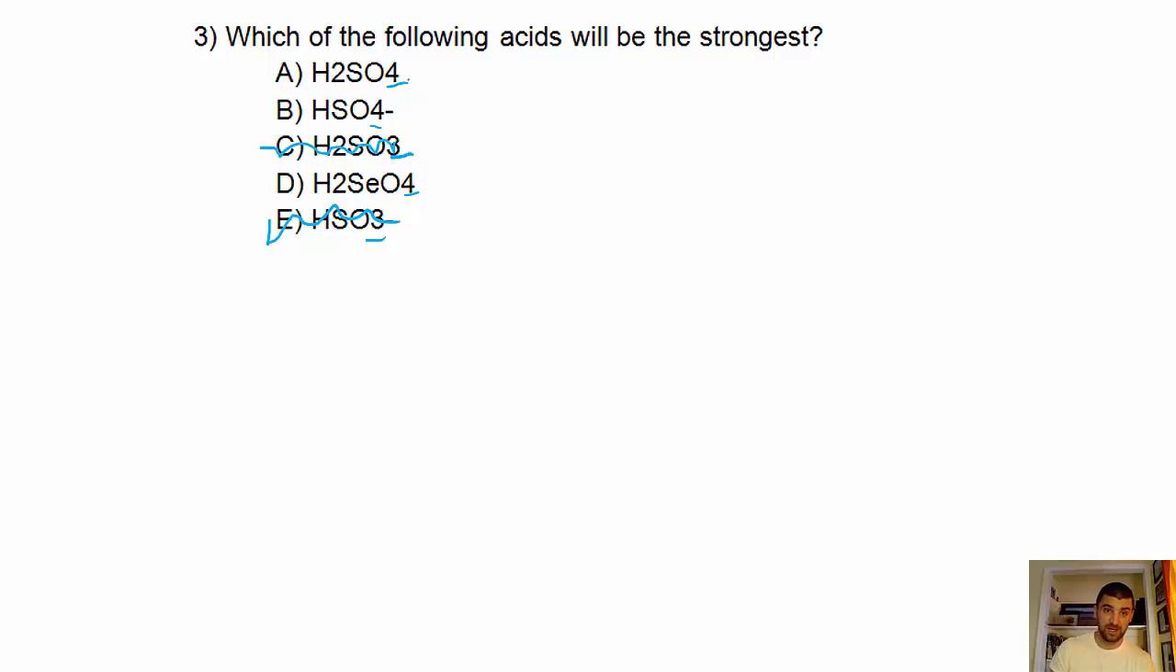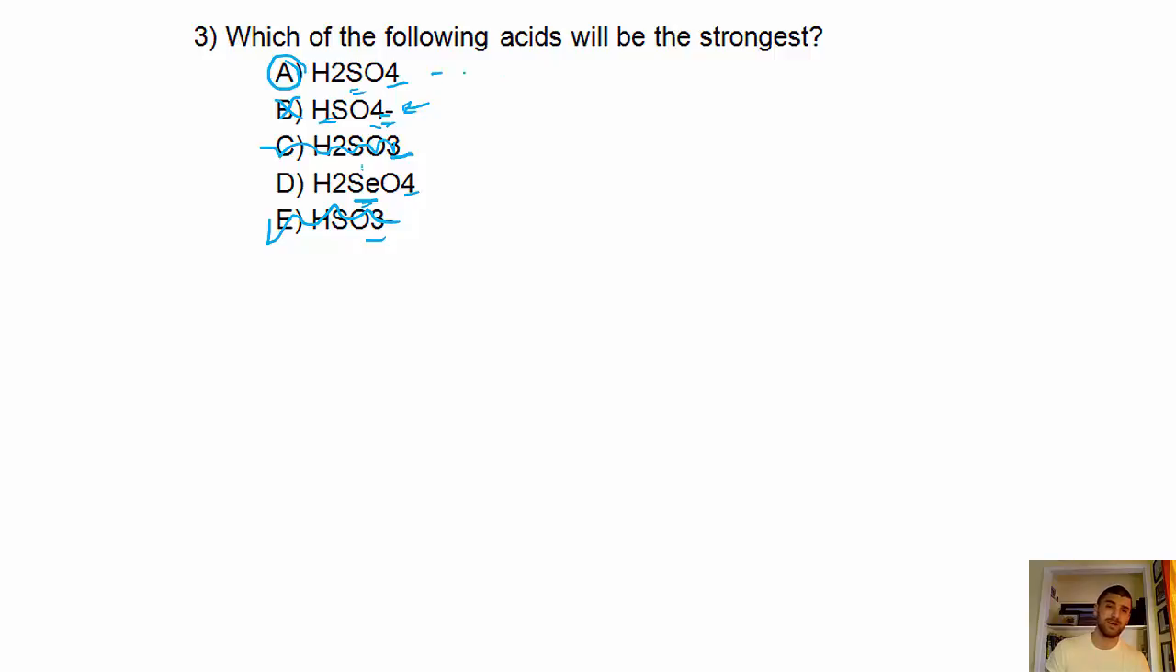So we look at them. Well, HSO4 minus has a negative charge to it. So it's going to hold on to that positive hydrogen stronger than if it was neutral. So B's not looking too good either. All right, so now we got H2SO4 and we got H2SeO4. If we take a look, S is more electronegative than Se, so it's going to be pulling more electrons away from that hydrogen too, which would make it the strongest one.